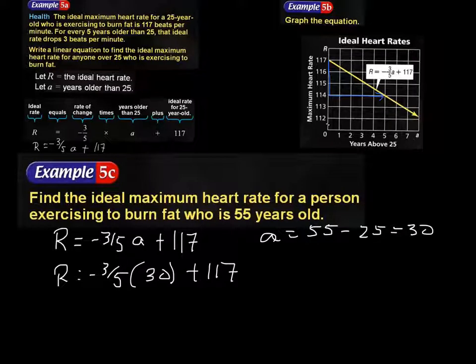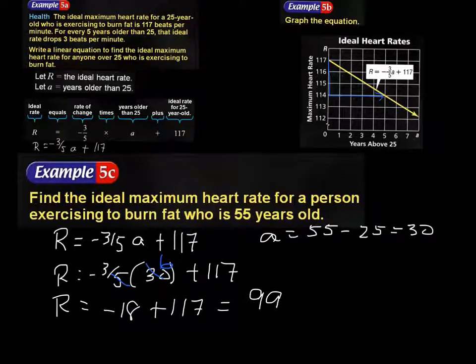So we can cancel, the 5 into 30 is 6. So I have R equals negative 3 times 6, which is negative 18, plus 117. And negative 18 plus 117 is the same as 117 minus 18, so I'm going to get 99 beats per minute.